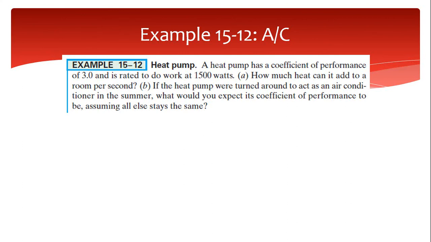So a heat pump has a coefficient of performance of 3.0 and is rated to do work at 1500 watts. A, how much heat can it add to a room per second? B, if the heat pump were turned around to act as an air conditioner in the summer, what would you expect its coefficient of performance to be, assuming everything else was the same?